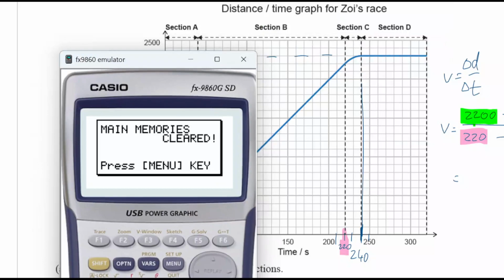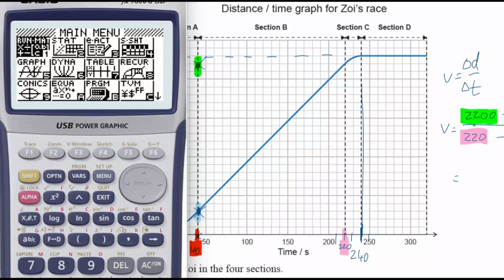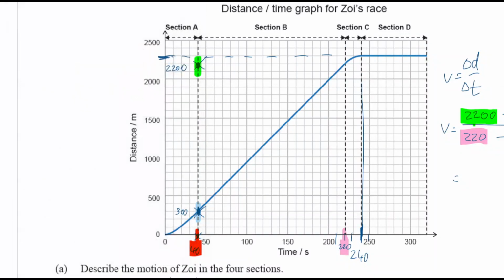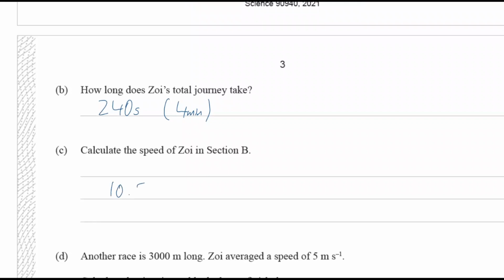Whoa. Okay, I lowered my resolution, and this is what we get. So I trust that you can use a calculator to compute this, and we get 10.55, and then our units for speed are meters per second. So you can write it like that, or meters over seconds. Both are correct. So that is her speed in section B. Pretty fast. So it must be quite a steep mountain.